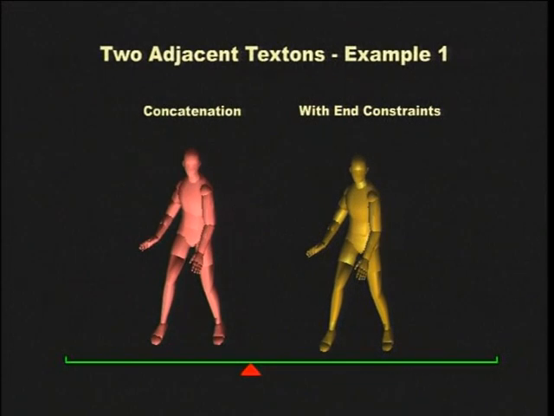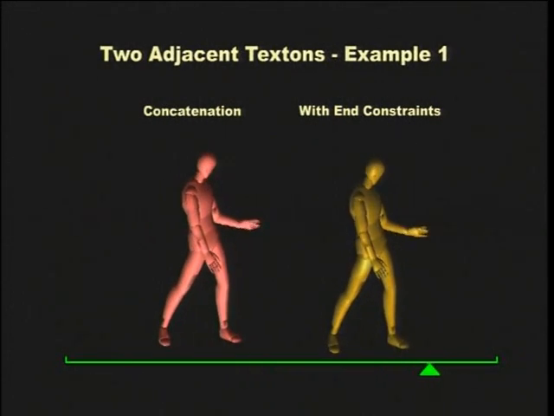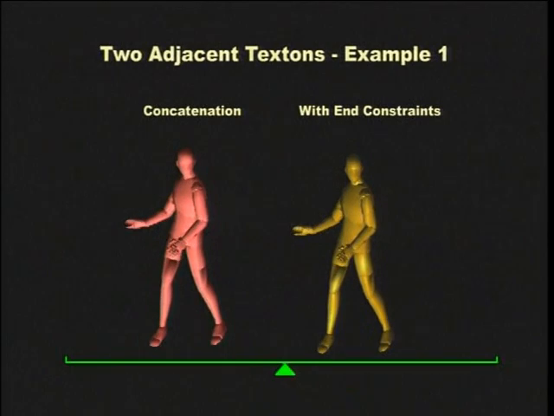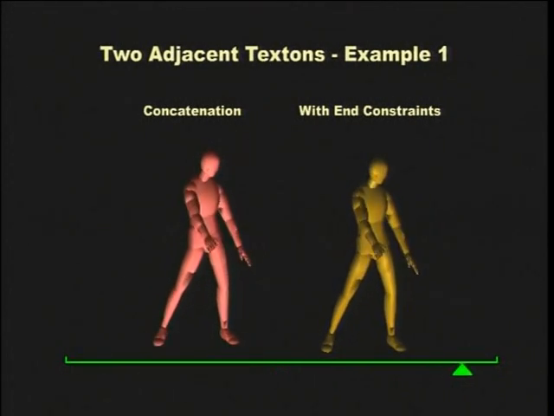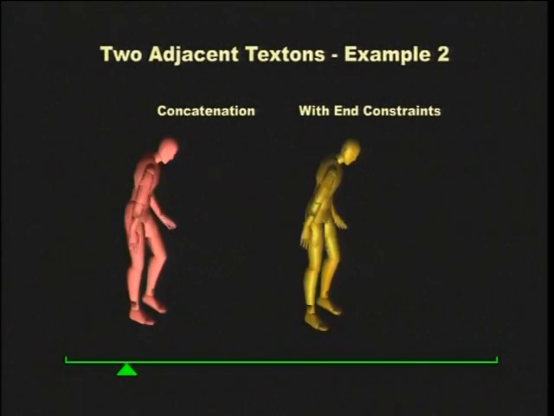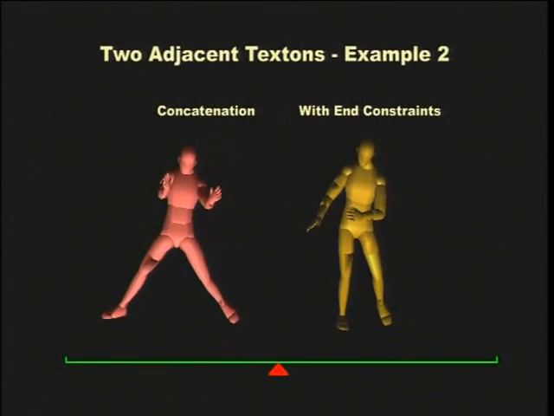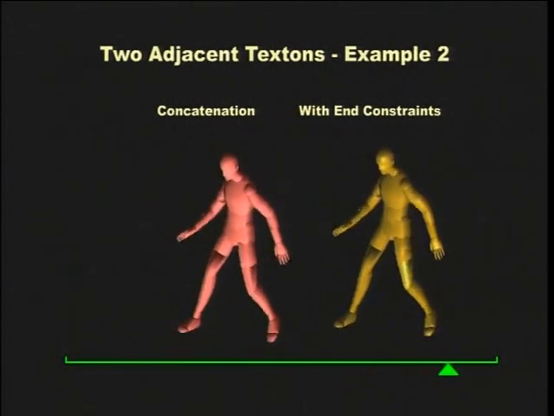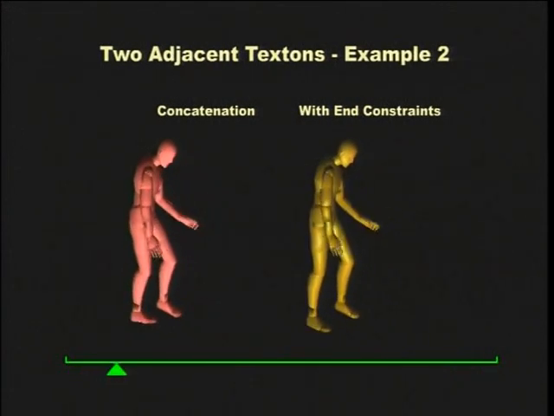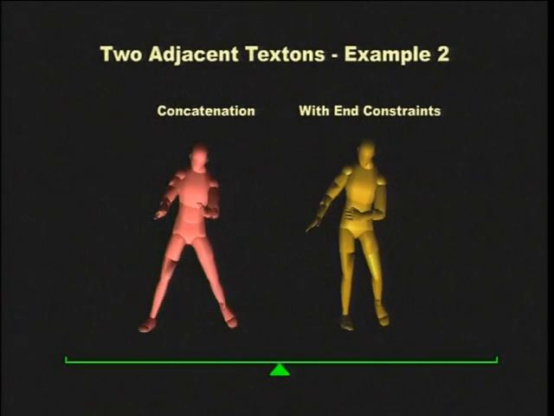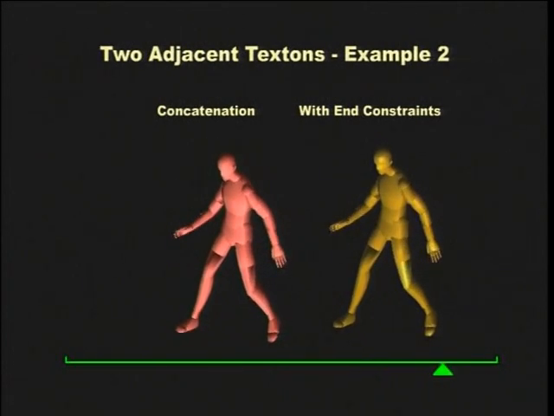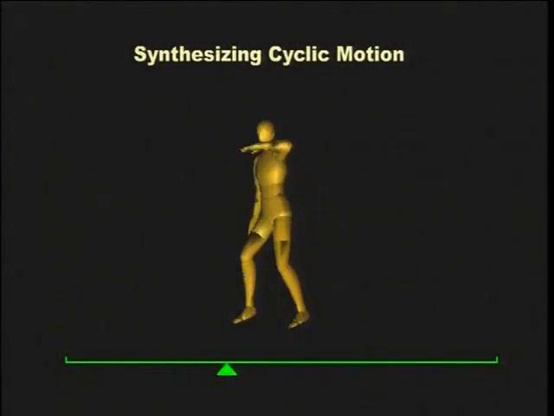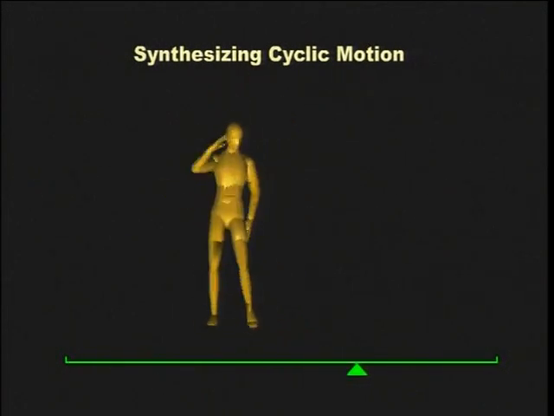On the left, when two segments are synthesized from two textons and concatenated together, a jump is visible at the transition. On the right, the transition is smooth after we impose end constraints for the first texton. Here we show another example. Cyclic motion can also be synthesized easily. Motion at each cycle is differently sampled.